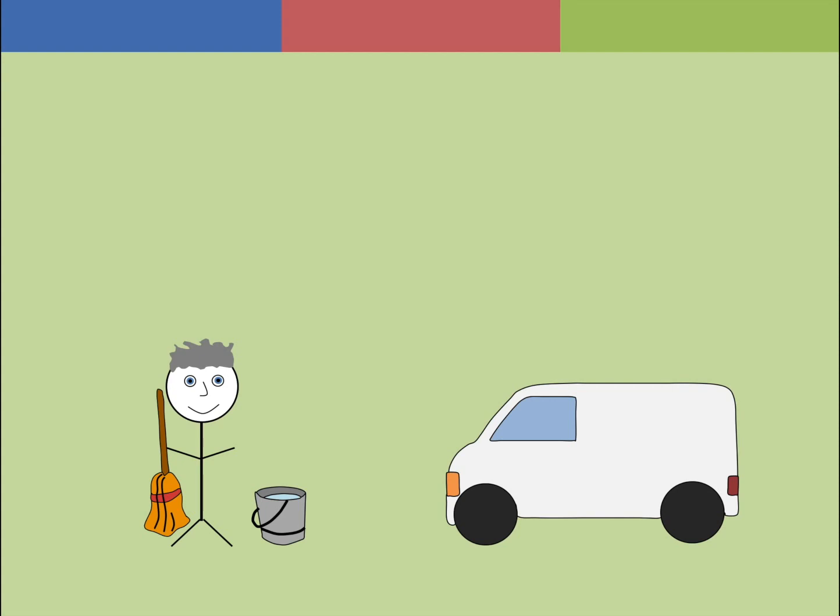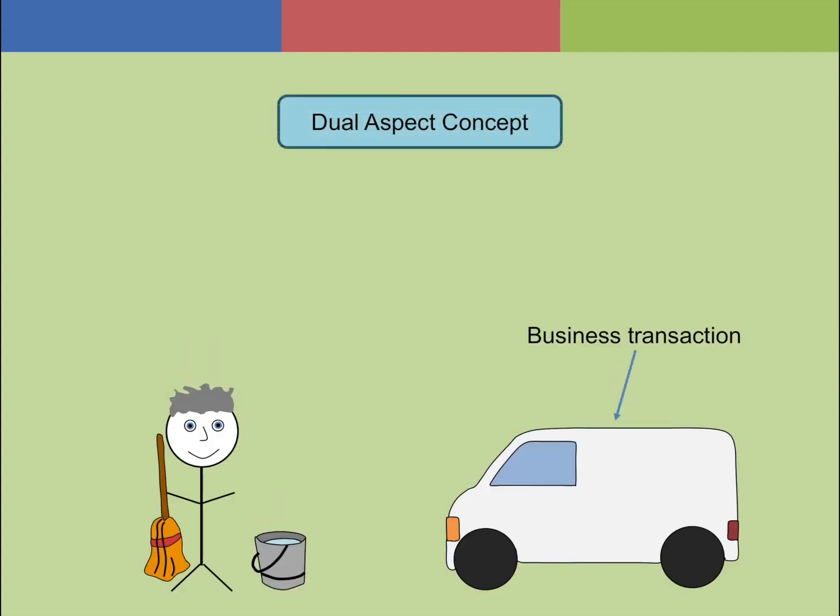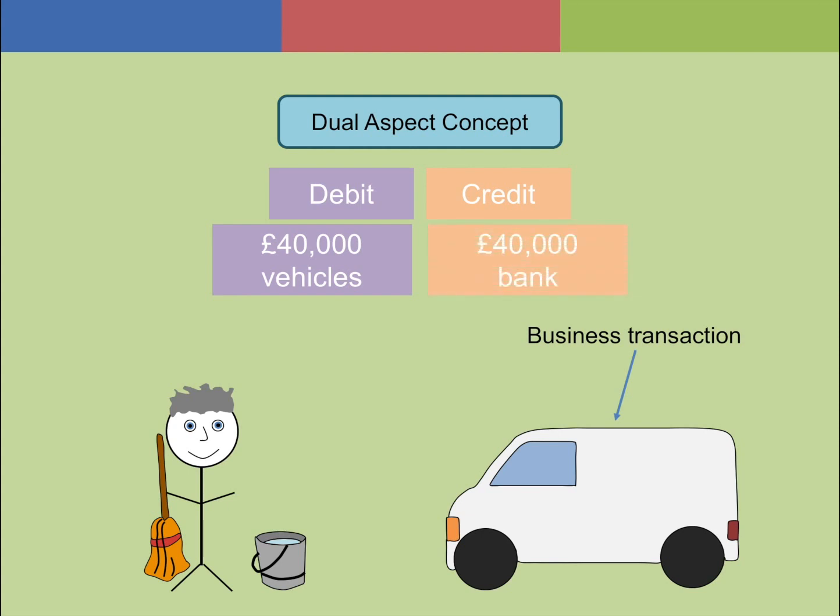Carl will apply the dual aspect concept because the purchase of the van can be identified as a business transaction, and the dual aspect concept states that each business transaction is recorded by means of two opposing accounting entries, i.e. a debit and credit entry. Therefore, the purchase of the van of £40,000 will cause an increase or debit entry of £40,000 in the value of motor vehicles in the fixed assets, and the opposing entry will cause there to be a decrease or credit entry of £40,000 in the value of bank in the current assets.